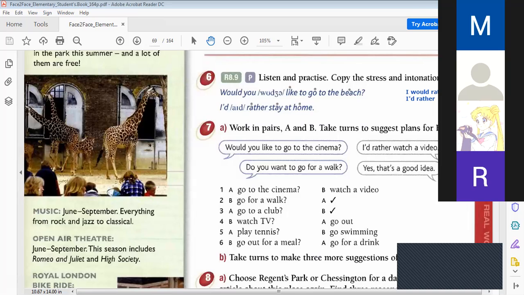I'd rather go to the cinema. Is it I'd rather to go to the cinema or I'd rather go to the cinema? I'd rather go to the cinema. That's right. That's correct.